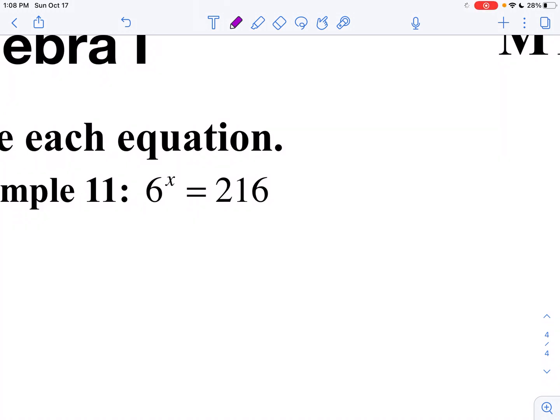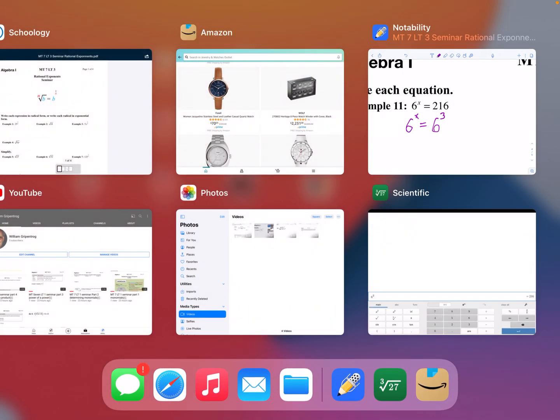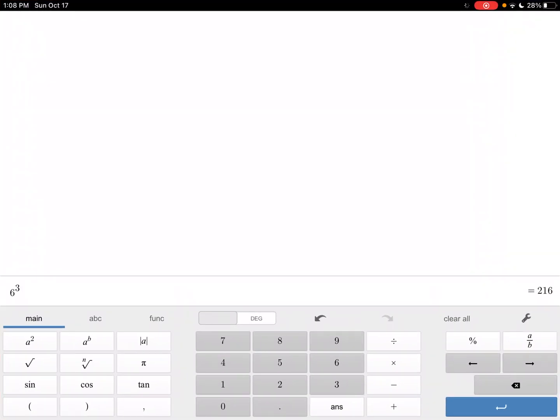In this problem, it should look familiar because we did one just like it. It's just backwards. I have 6 to the x equals 216. So what I want to do is write 216 as a power of 6. And that's 6 to the third. We just did that. I think it's still in my calculator. There it is. 6 to the third.